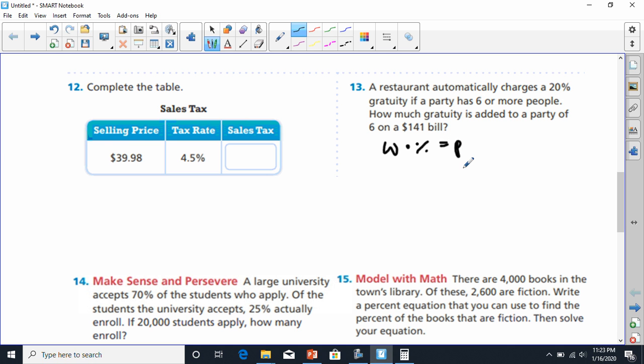The part in this case is the gratuity. The percent in this case is 20%. So we're going to have to move that decimal back twice, making this 0.2. Multiplying that by the whole, which is 141. Now we've got to go ahead and multiply 141 times 0.2.